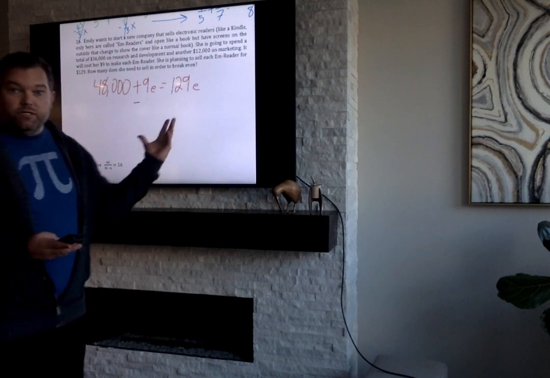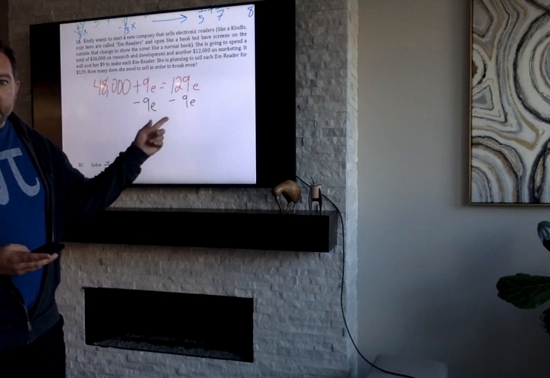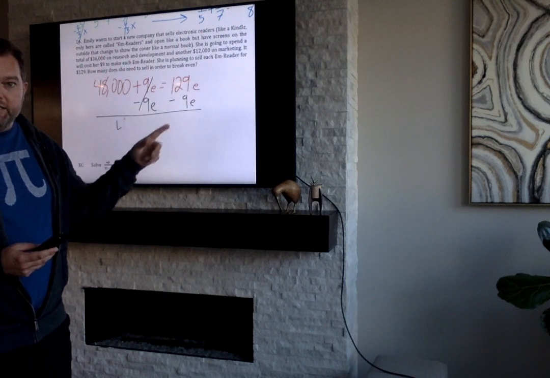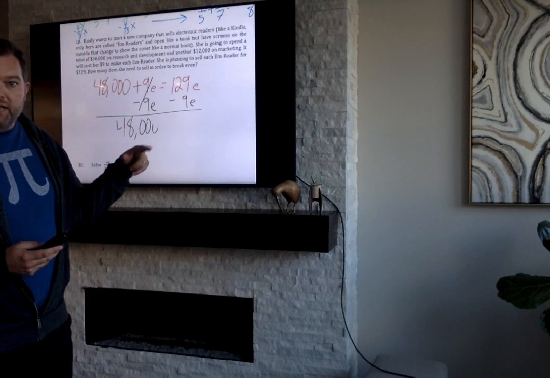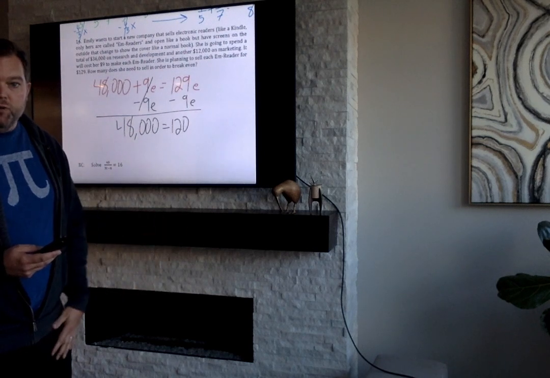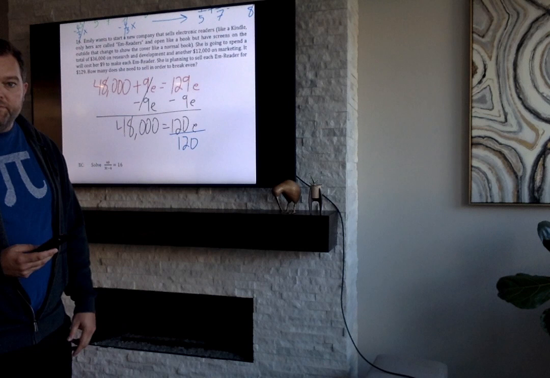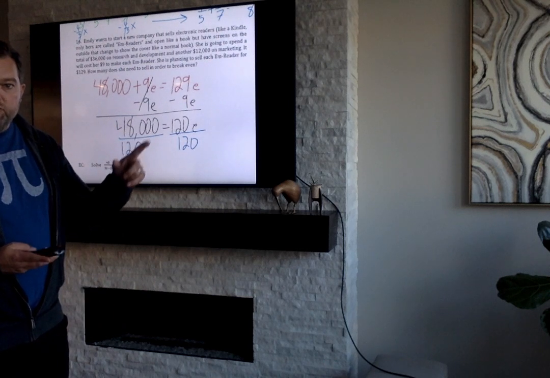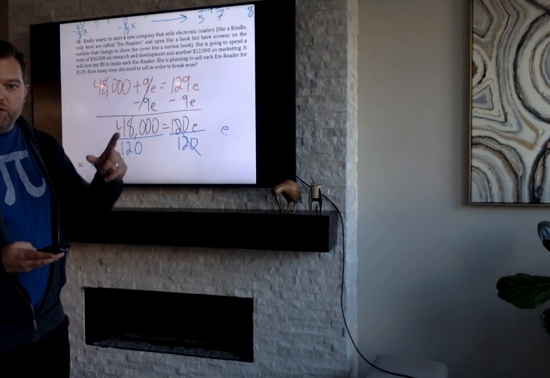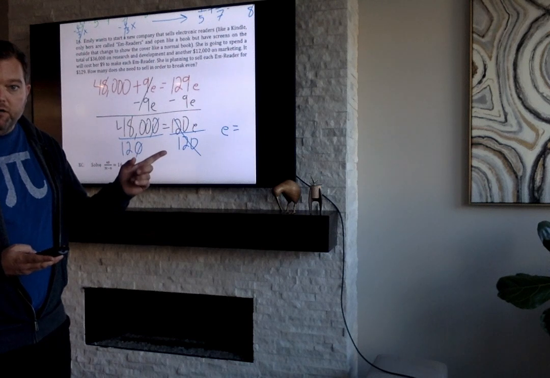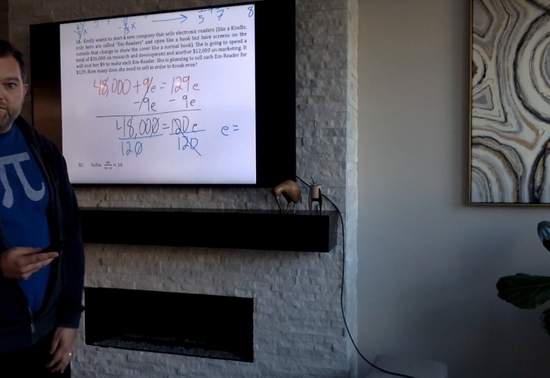So now this is just an equation for us to solve. Subtract 9E on both sides, the 9E's cancel. We get 48,000 equals 120E. Let's divide both sides by 120. One of these zeros will cancel out with this zero. 48 divided by 12 is 4. And there's two zeros left, so 400.